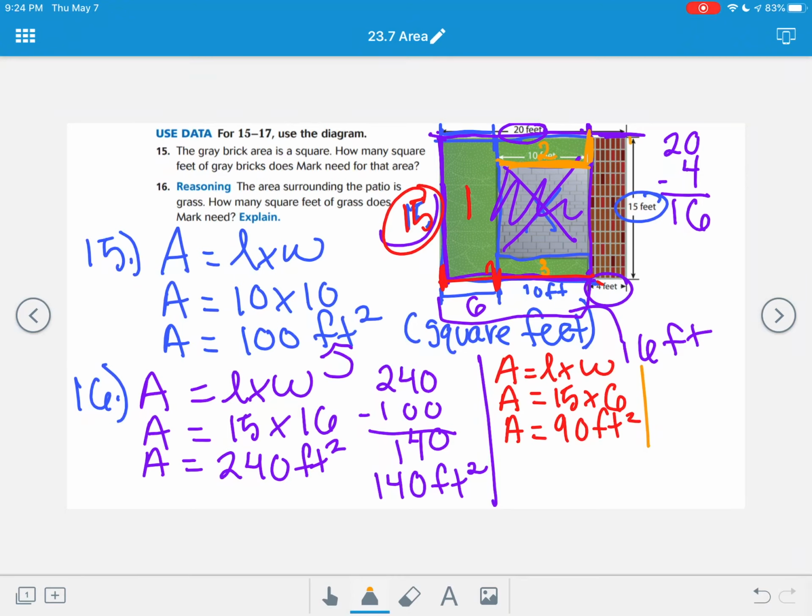Okay, so I know that this whole side piece is 15 feet. I know that this is 10. So that means I have 5 feet left over between the two of these. But I have to split 5 in half to figure out what these remaining pieces are. So 5 split in half is 2.5 or 2.5.